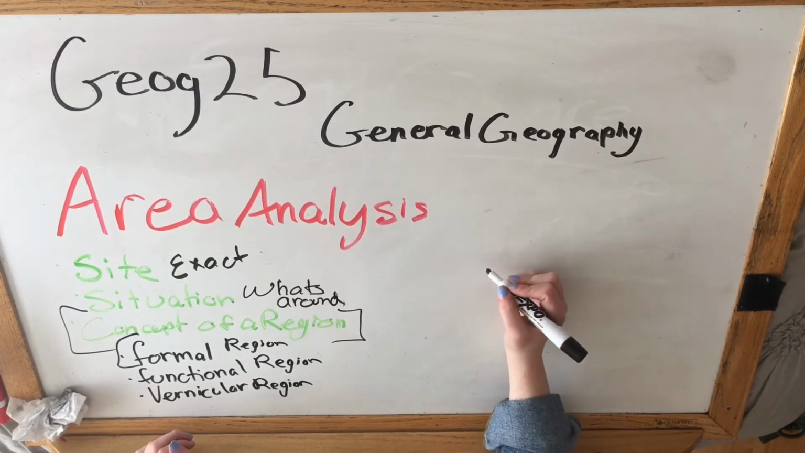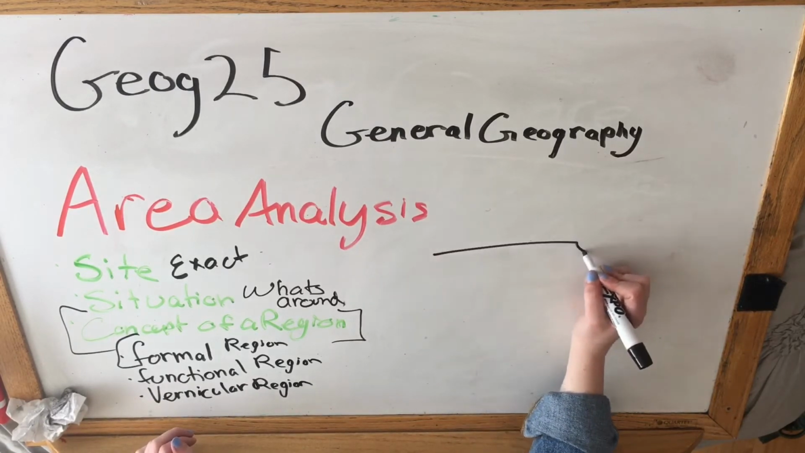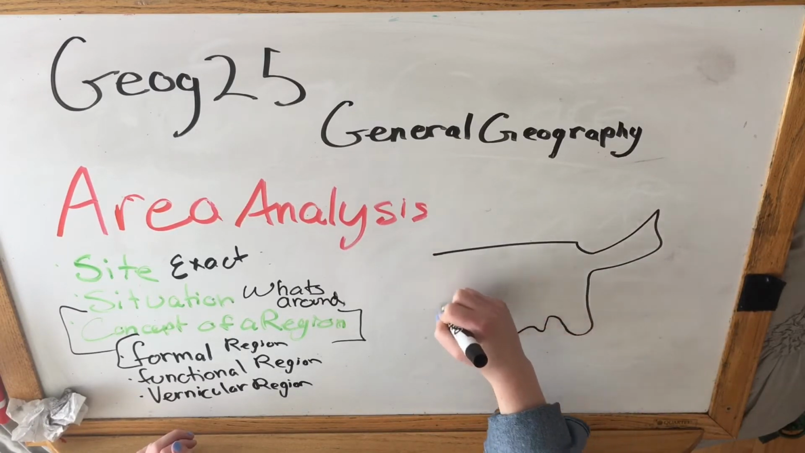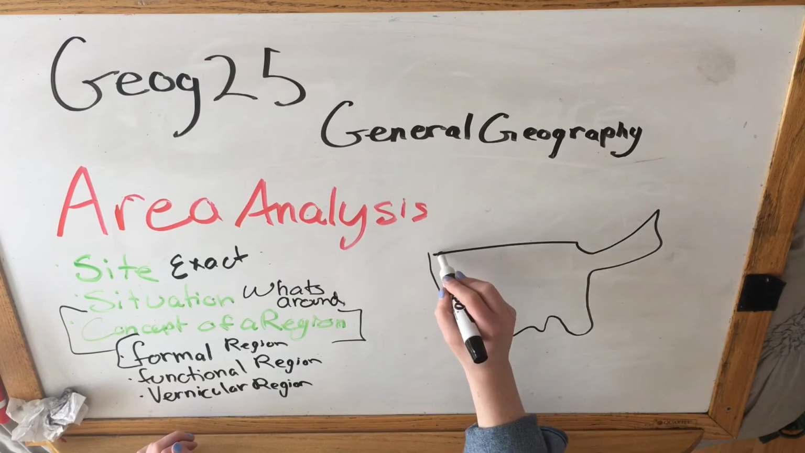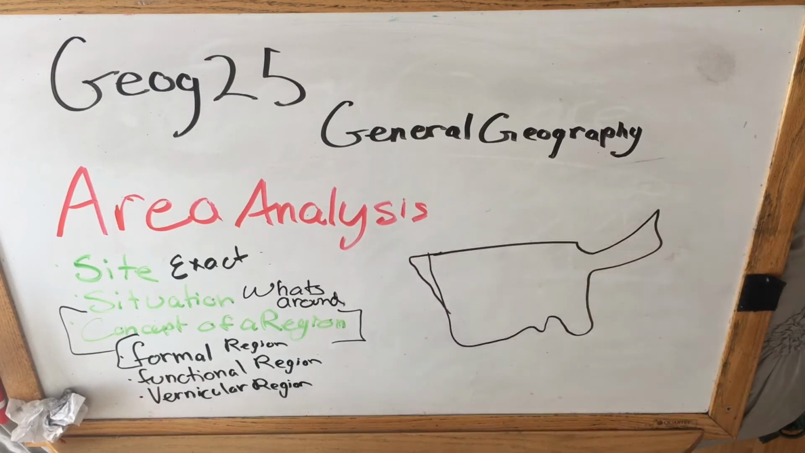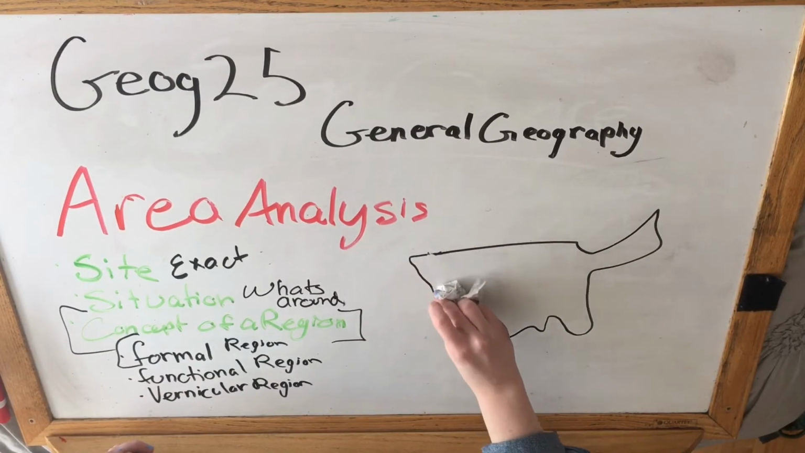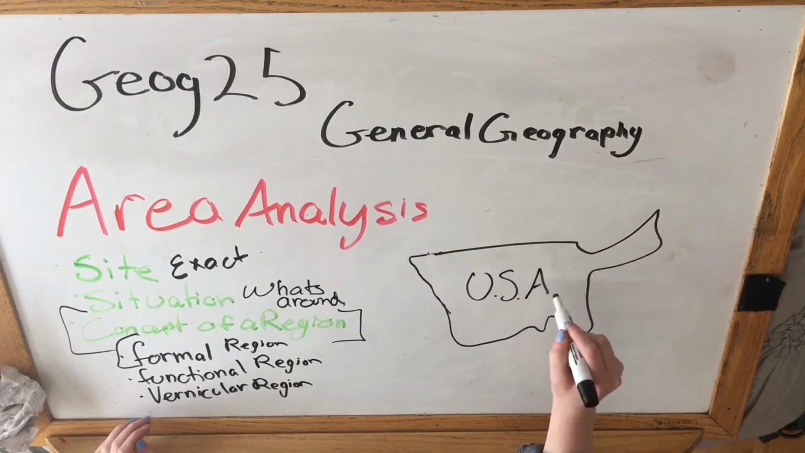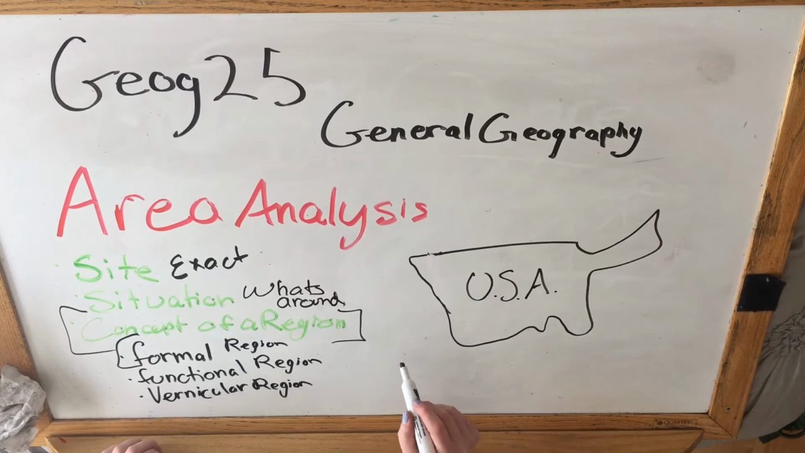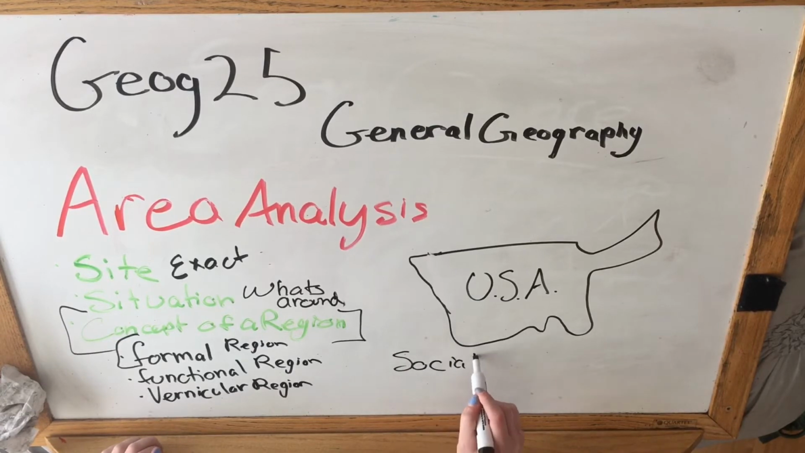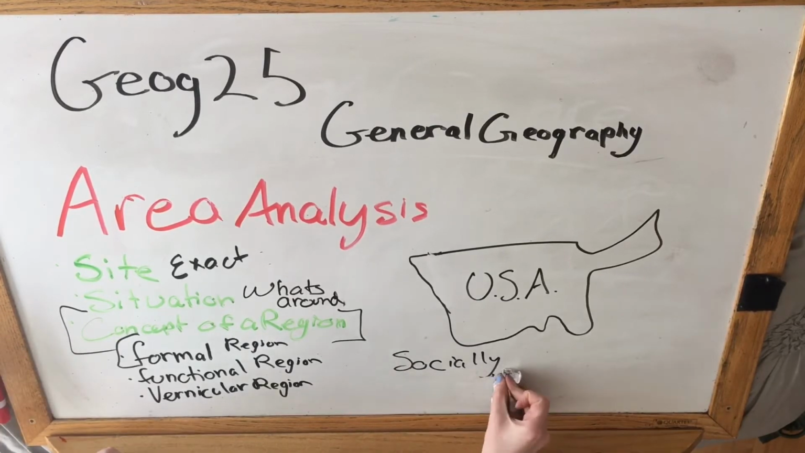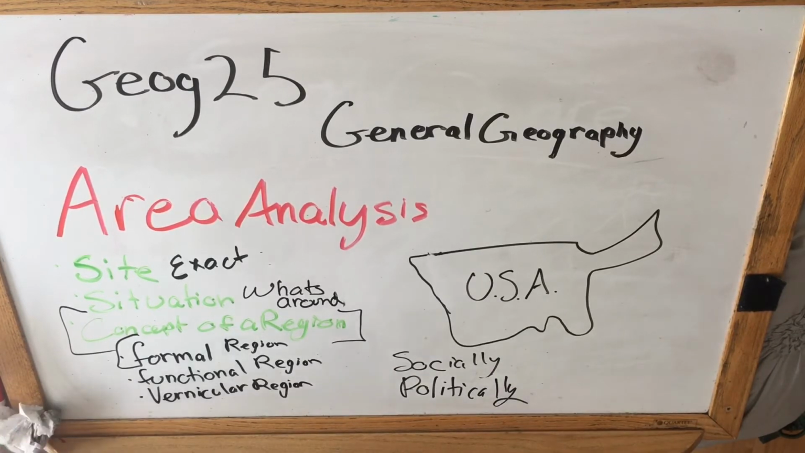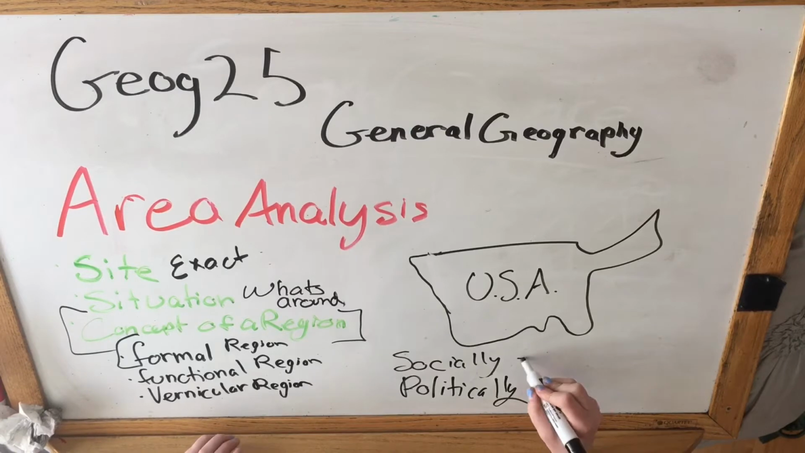So we're going to use another country as an example. We're going to use the United States. That definitely looks like the United States right there. So this right here, USA, it functions socially and politically together to form a fully functioning region.